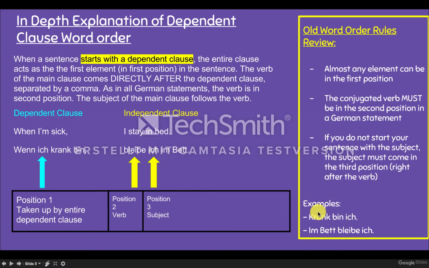Remember that in an independent clause, word order is pretty variable. You can say krank bin ich instead of ich bin krank, right? The subject doesn't have to go in first position, but the verb must go in second position. Same thing with this sentence. Instead of ich bleibe im Bett, we can say im Bett bleibe ich.